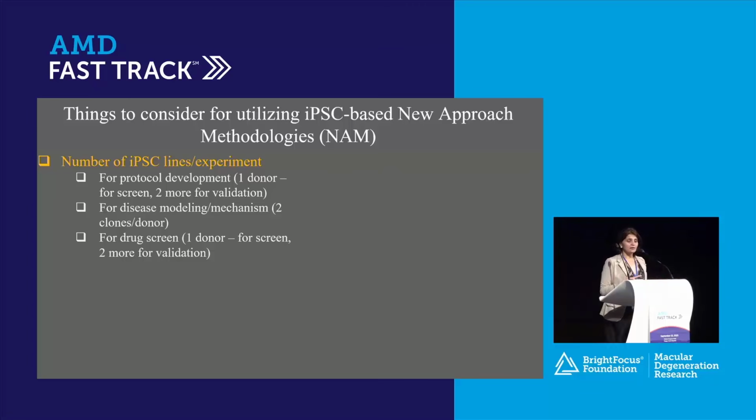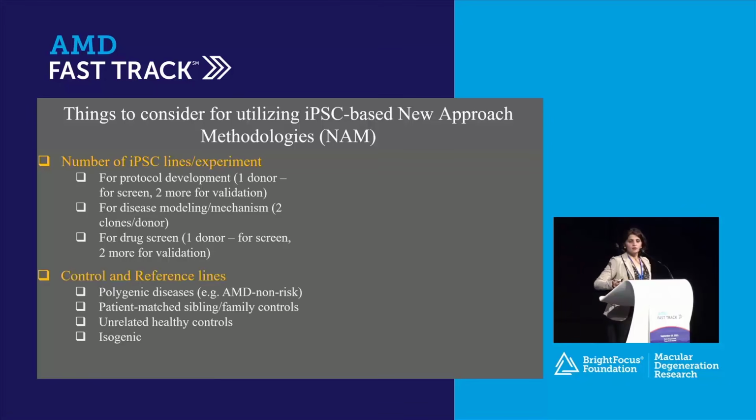If you're doing disease mechanism or disease modeling, it depends. If you're doing IRDs, then one line and 2 clones are okay, and if you're doing a polygenic disease such as macular degeneration, you want to have a minimum of 3 lines.